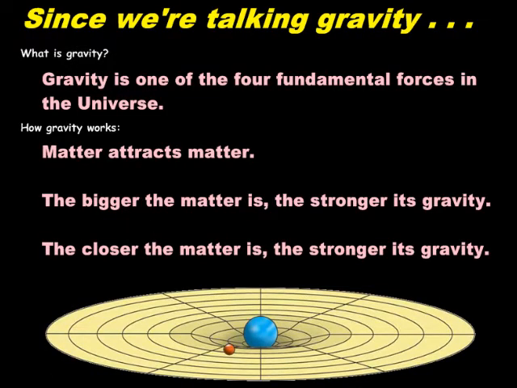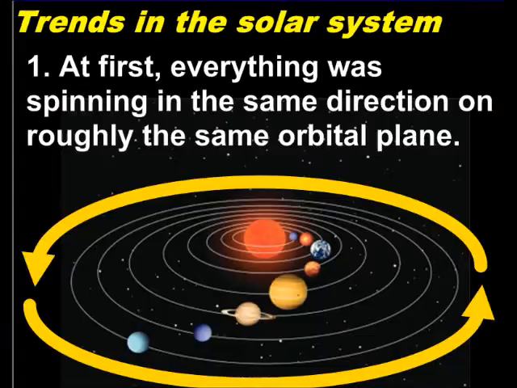One of the things we need to understand this week is gravity. Gravity is one of the four fundamental forces in the universe, and we don't know exactly why things have gravity, but we know how gravity behaves. The basic rule for gravity is that matter attracts matter. And the bigger the matter is, the stronger the gravity is, and the closer two objects are together, the stronger the force of gravity between them. And that's really the essence of what gravity is.